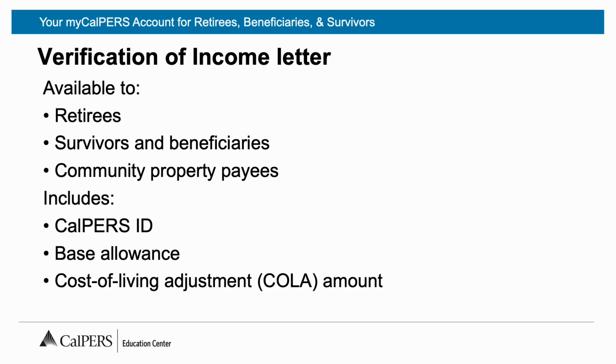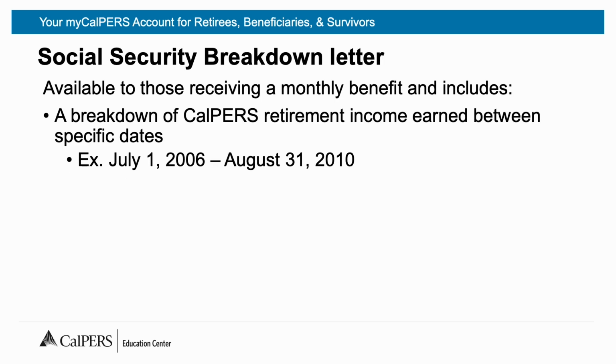The verification of income letter includes your CalPERS ID, your base allowance, and any cost of living adjustment amounts. For those receiving a Medicare reimbursement or the Purchasing Power Protection Allowance adjustment, those amounts will not appear on this letter. The Social Security breakdown letter is available to those receiving a monthly benefit and includes a breakdown of your income from us earned between specific dates, for example, July 1, 2006 through August 31, 2010.